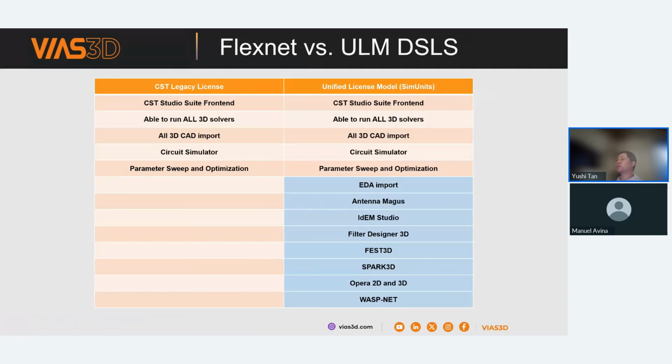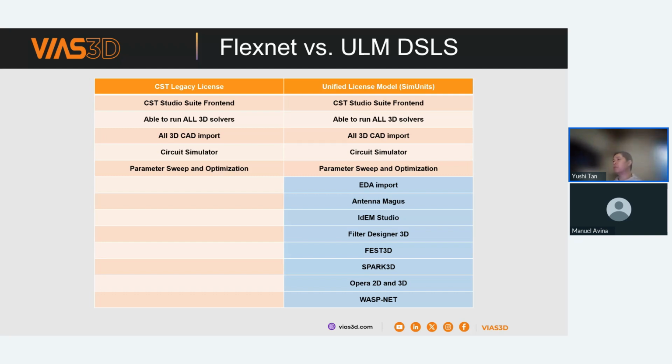All right, so let's take a look at a little comparison in a table form, when it comes to FlexNet and also unified license model. With the base package, the front end access allows you to get access to all the solvers, right? All the 3D solvers and also 2D solvers as well. CST does have over 30 application-specific solvers that you can choose from and run.